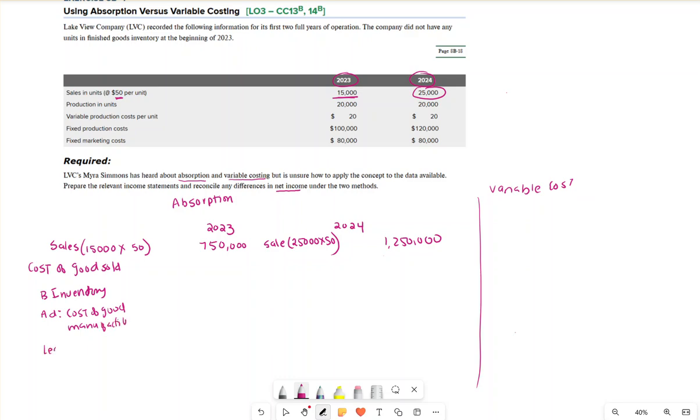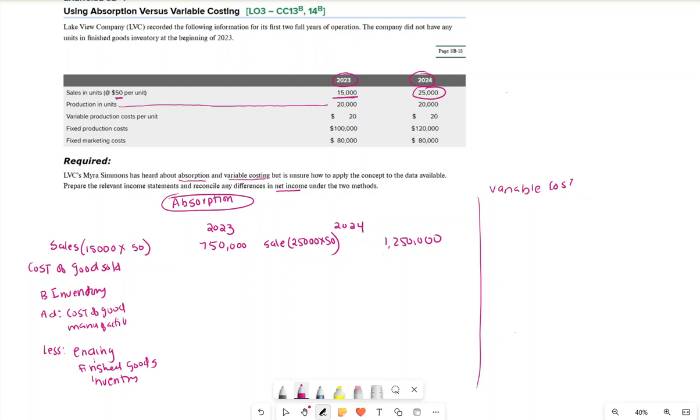And we are going to do less. We are going to deduct, or less, my ending finished goods inventory. This will be given to you in the question.